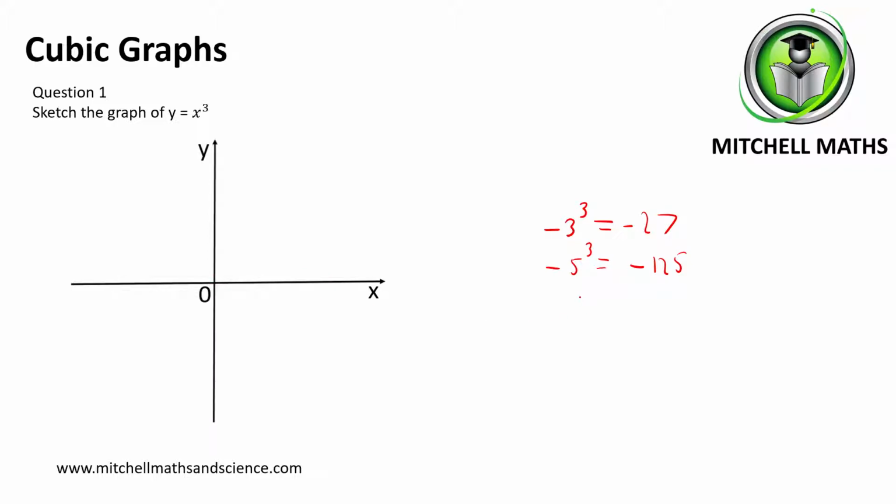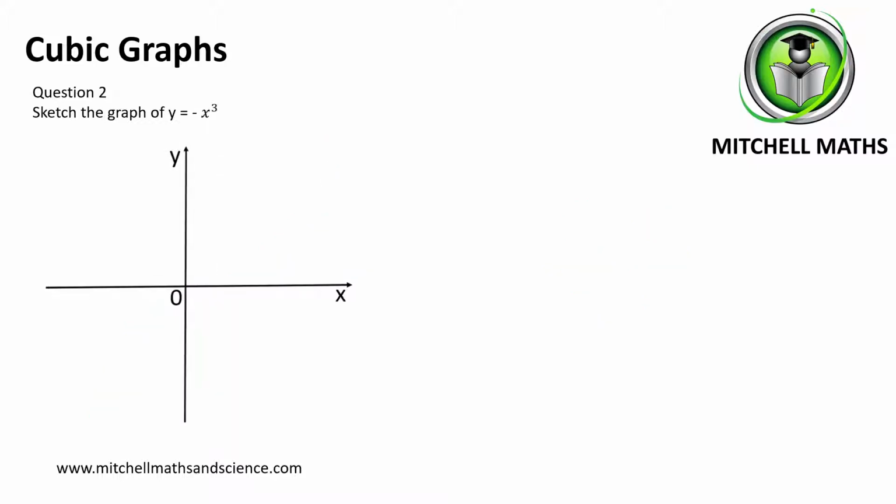At 0, well, 0 cubed is 0, so you're going to go through the origin, and the same sort of thing's going to happen when you go into positive values of x. The values are going to go 27, 125. When it gets to 5, it's going to go up very quickly. So you're going to get a curve which goes like this, and it levels off into the origin, and then it curves up just the same way as it curves down here. So that's our graph for y equals x cubed.